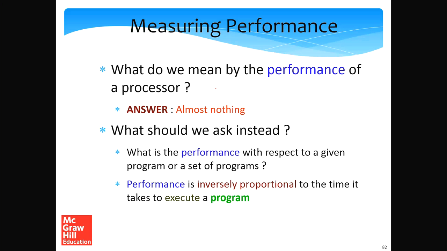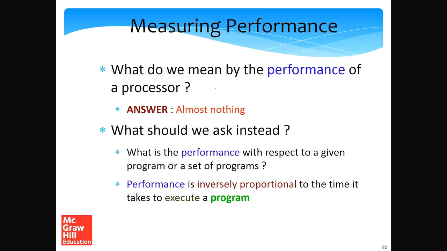So we should be asking a different question because there was a problem in our previous question. We should be asking what is the performance of the processor with respect to a given program or a set of programs, because it is possible that processor A is fast for a certain program and slow for another program, and vice versa. Processor B is faster for some set of programs and slower for another set of programs. So we should ask these questions in the context of a set of programs.